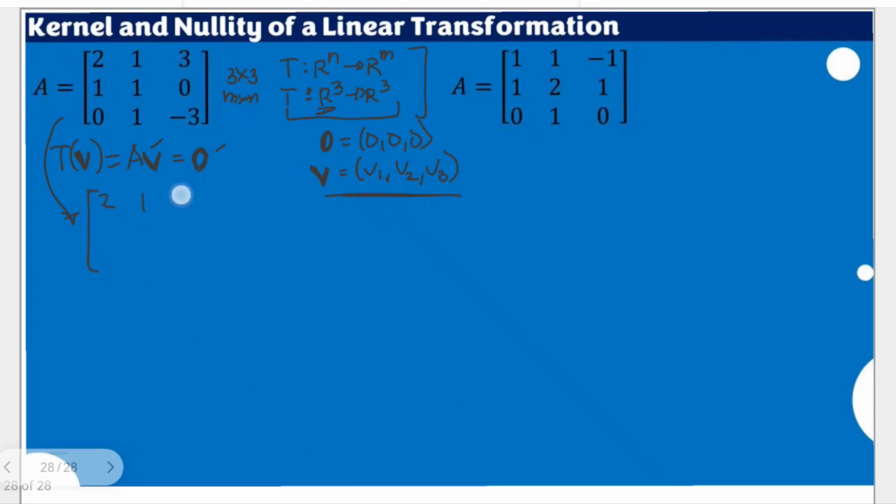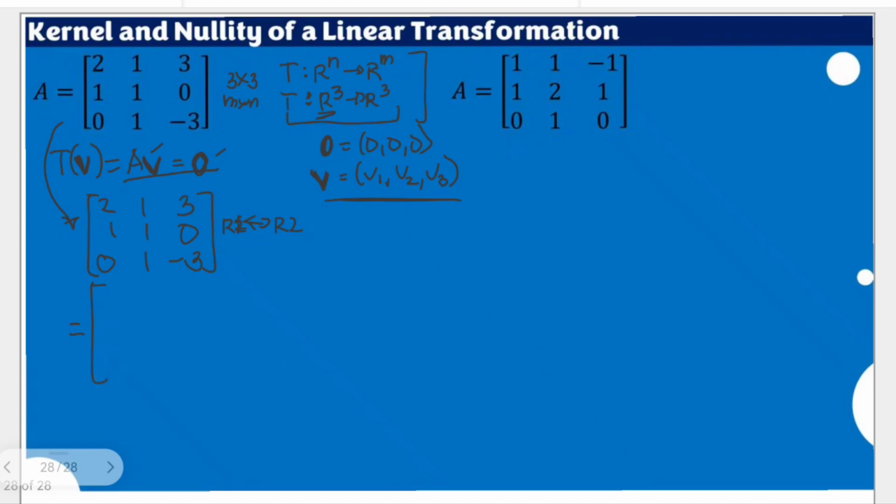We have 2, 1, 3, 1, 1, 0, 0, 1, negative 3. Of course, you could always multiply 1/2 to the first row, but what I would like to do here is to interchange the entries of row 1 and row 2. Once we interchange them, we have this matrix. We have 1, 1, 0, 2, 1, 3, 0, 1, and negative 3 here.